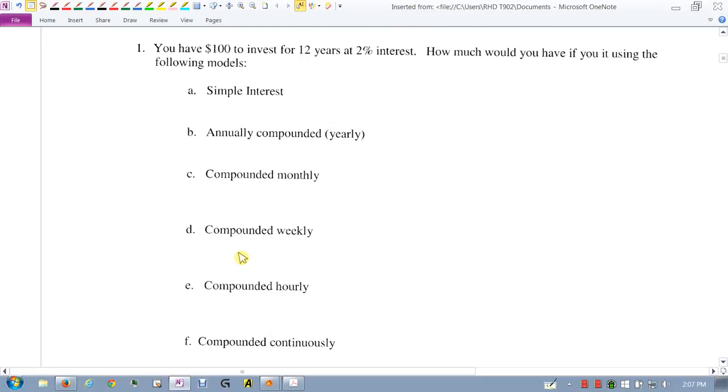I'm not sure what they mean. How much would you have if you were using the following models? Do you think that's what they meant to say? How much would you have if you were using the following models? Simple interest.